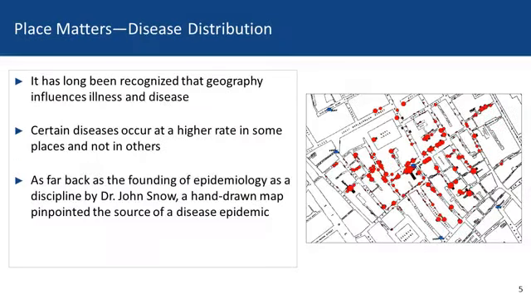It has long been recognized that geography influences illness and health. Certain diseases occur at higher rates in some places and not in others. As far back as the founding of epidemiology as a discipline by Dr. John Snow, a hand-drawn map pinpointed the source of a disease epidemic. In this map, you can see households in which cholera deaths occurred that are displayed in red dots that surround blue dots, which represent water pumps in the City of London.